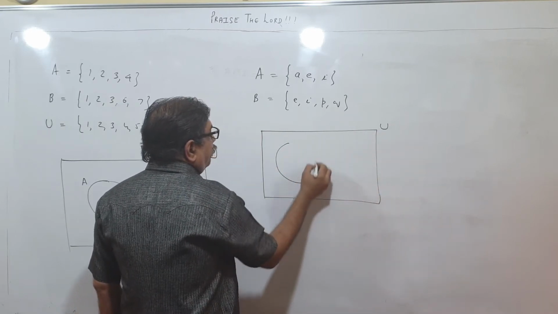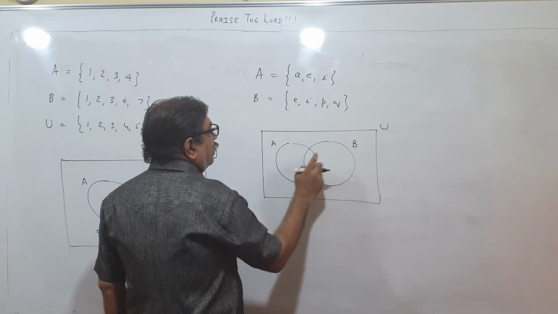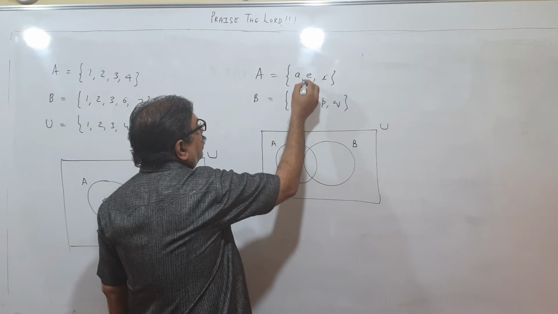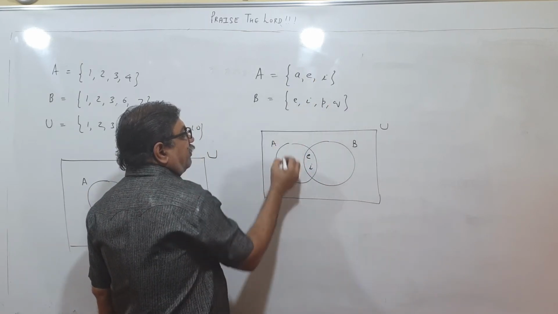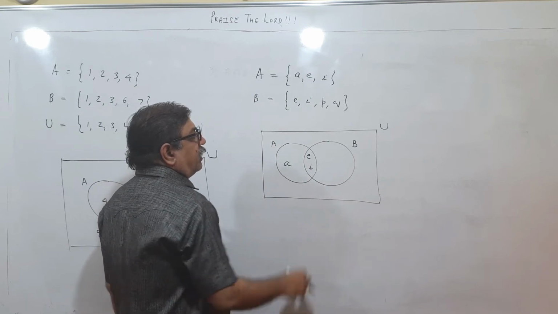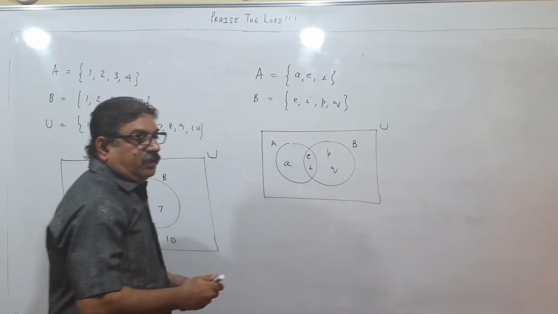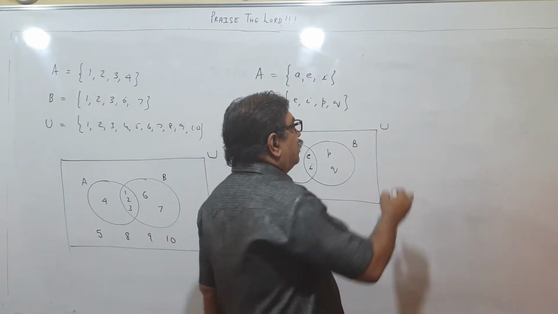This is A for me. This will be B. This is the common region. Any elements in common? A, E and I. So E and I come over here. A will come over here. Understand nicely. In B, E and I are already written. Here comes P. Here comes Q. This is the representation of sets in the form of a Venn diagram.